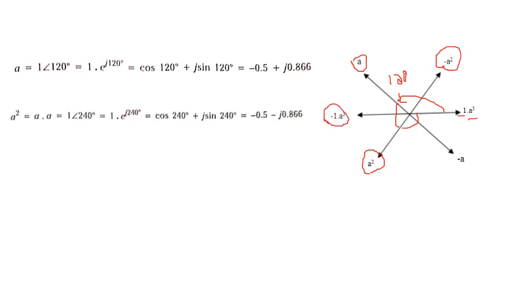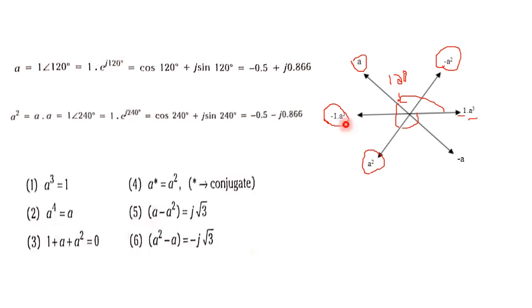This will help us to solve some of the numericals. That's why we are considering that. From this, A cube is nothing but 1, because it is making 360 degrees. Similarly, A to the power of 4 can be written as A to the power of 3 into A. A cube is 1, so 1 into A, and the result is A.